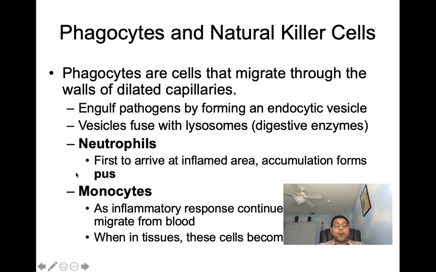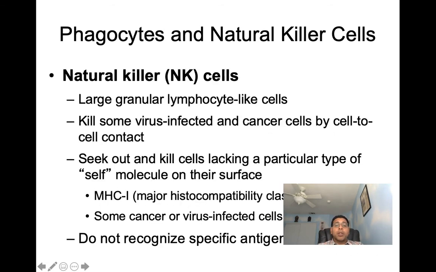Neutrophils are usually the first white blood cells to enter an inflamed area, and they accumulate to form pus. The second type are our monocytes. As the inflammatory response continues, monocytes migrate from the blood. Then, when in the tissue, these cells become macrophages.